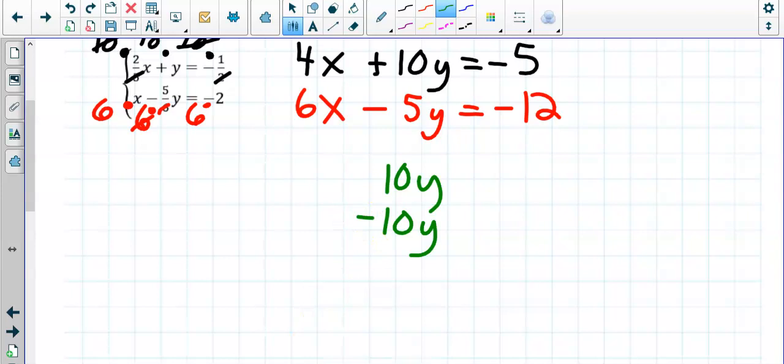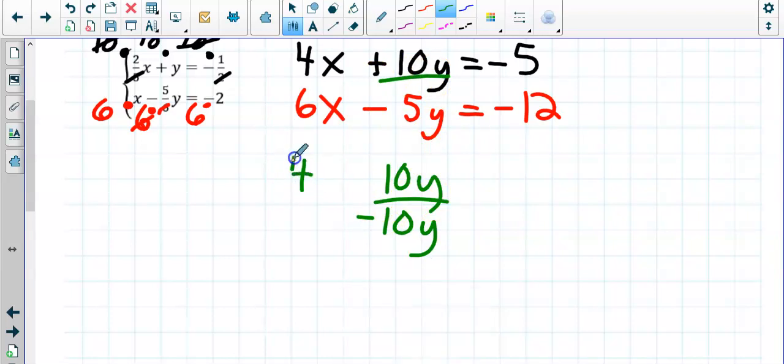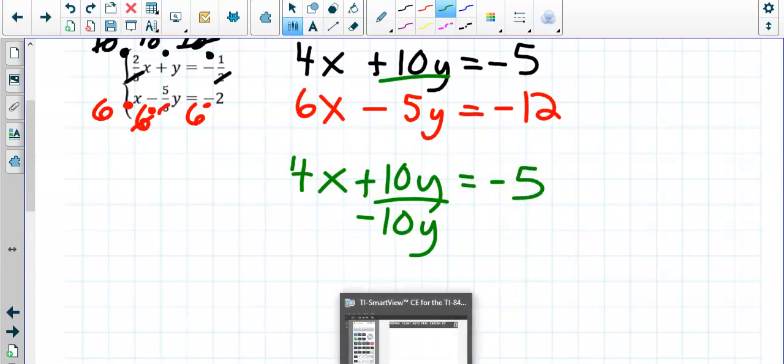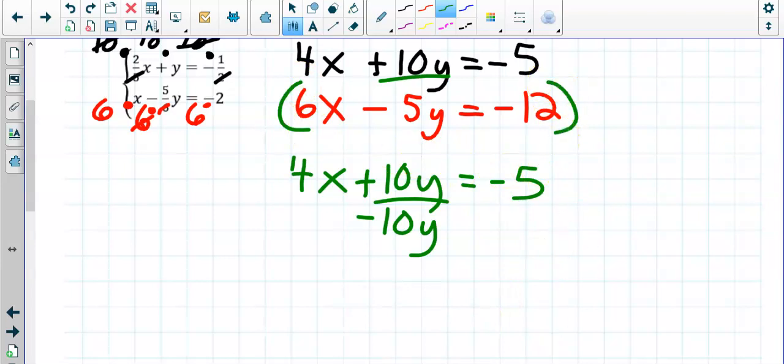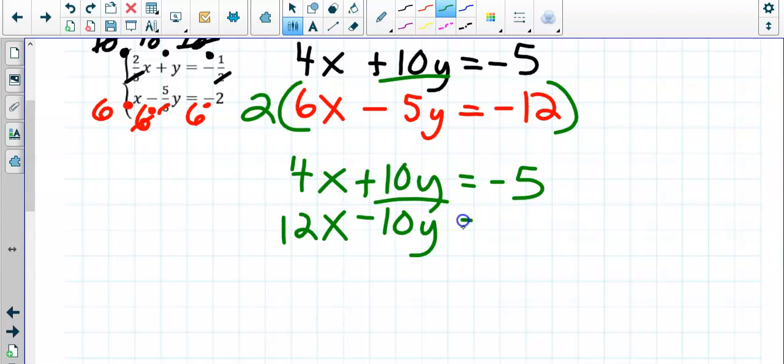So if we look up here, don't these two already match? So leave the top equation alone: 4x plus 10y equal to negative 5. What do we have to do to the bottom one to get the negative 10? Times it by 2. So what's 2 times 6x? We already know that's going to be the negative 10y. What's 2 times negative 12?